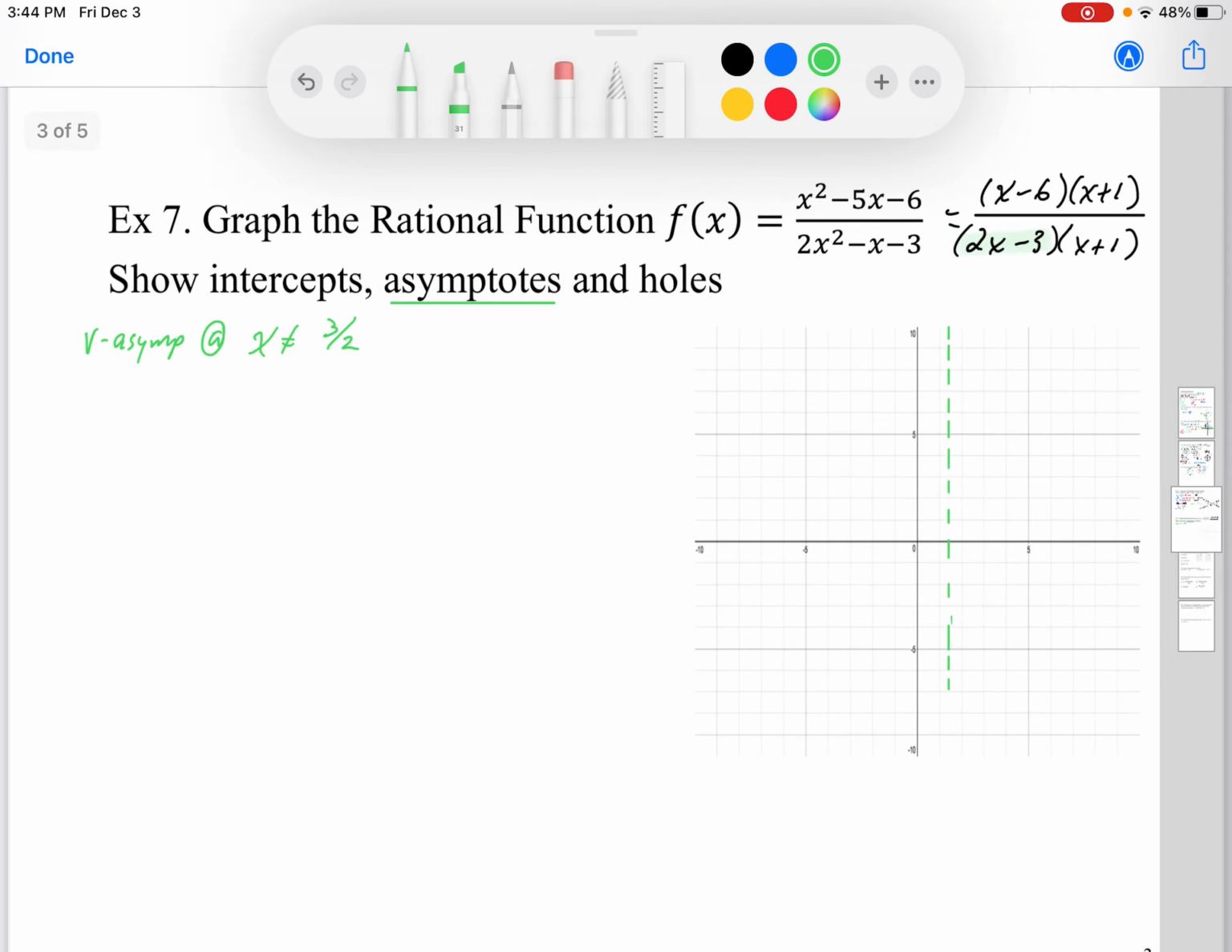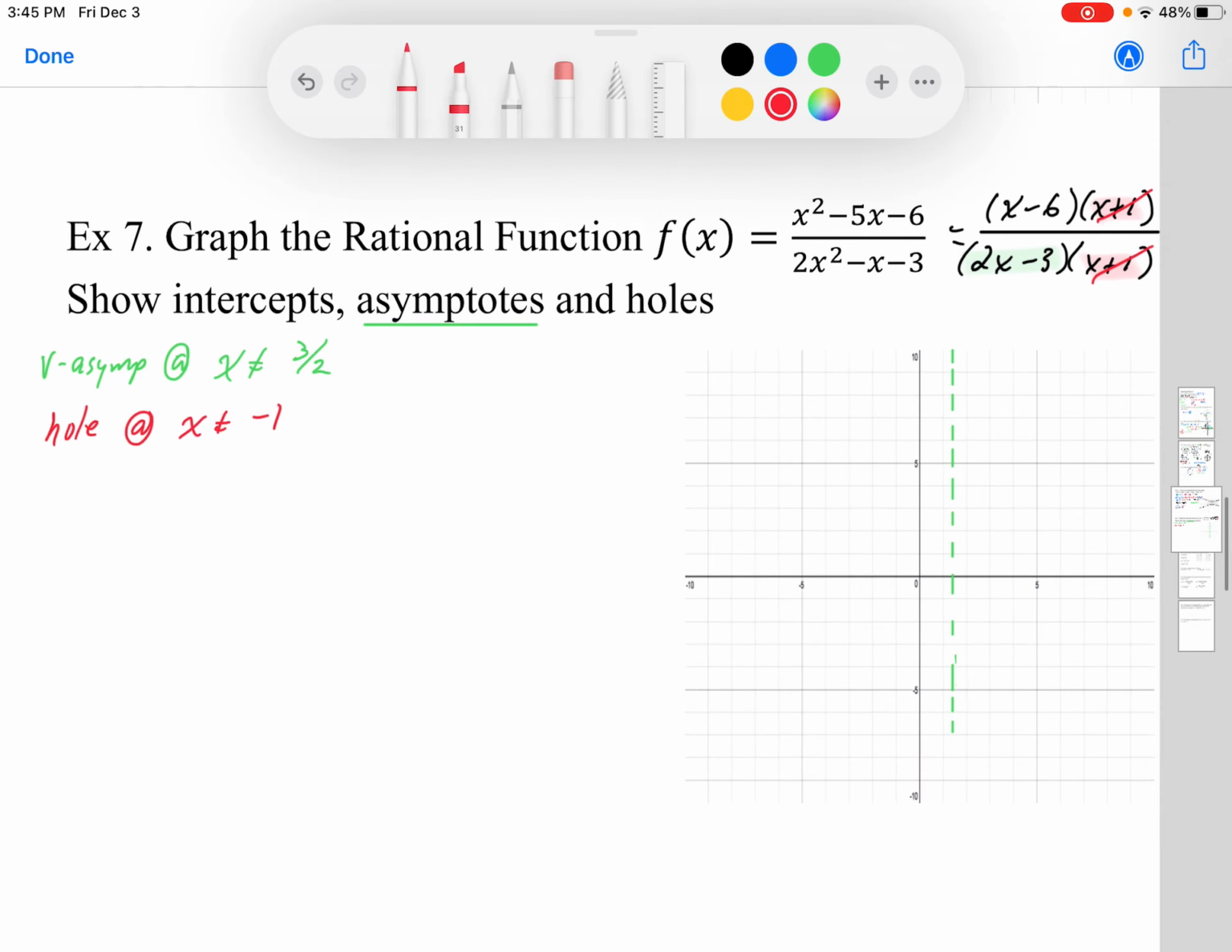My hole is going to come from the factors that cancel. So these factors cancel, and I'm going to have a restriction or hole at x equals negative 1. So when I draw that in, I need to have my hole at x equals negative 1. Okay, so I've got my vertical asymptote and hole. I need my horizontal asymptote.